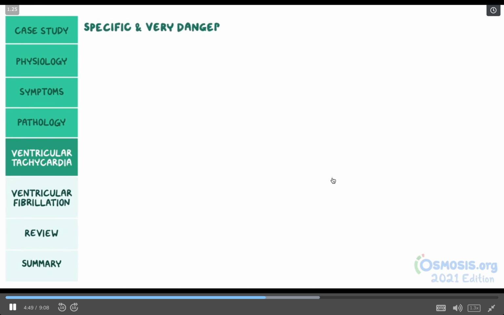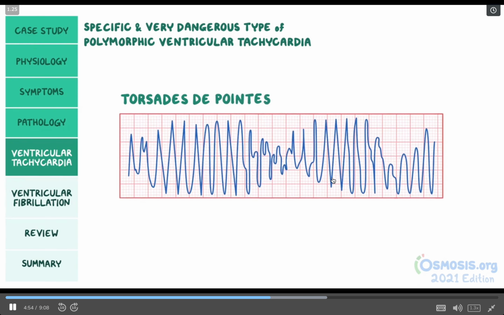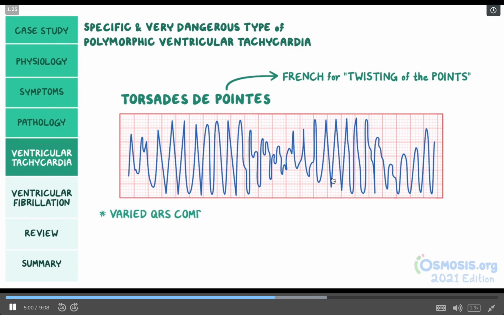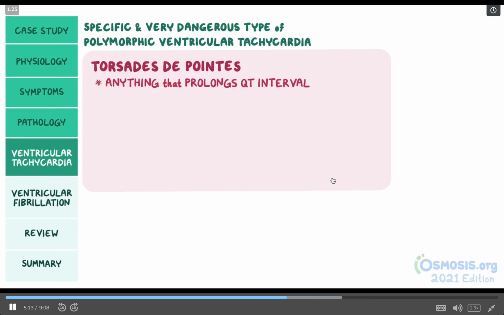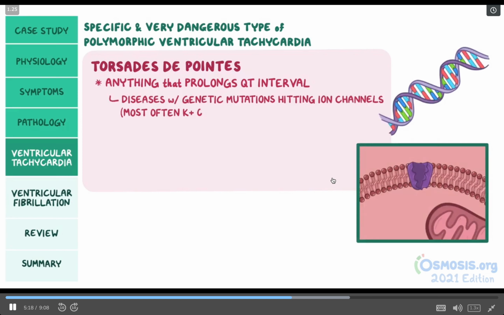A specific and very dangerous type of polymorphic ventricular tachycardia is known as torsade de pointe, which is French for twisting of the points. This is because on ECG, the varied QRS complexes give off the appearance that they're twisting around the isoelectric baseline. For your exams, remember that torsade de pointe is associated with anything that prolongs the QT interval. This includes diseases with genetic mutations hitting ion channels, most often potassium ones.